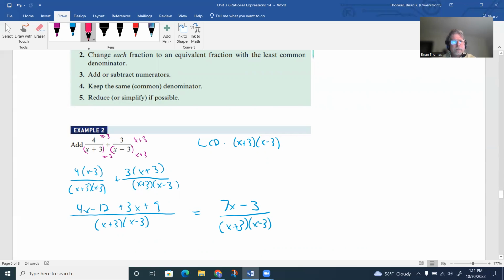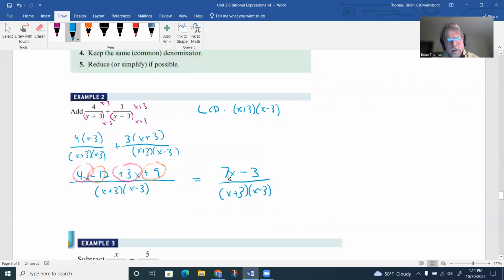So notice how the 4x and the 3x are like terms. That's going to give me a 7x. And notice how the negative 12 and the 9 are like terms. That's going to give me a negative 3. Now, before you close it down, make sure you can't factor it any. Notice that the numerator is not factorable. There's not a GCF or anything to do there. So we cannot touch that x minus 3 in the top since there's a 7 attached with it.